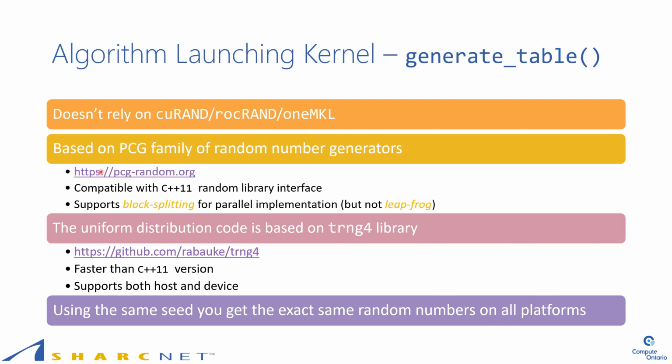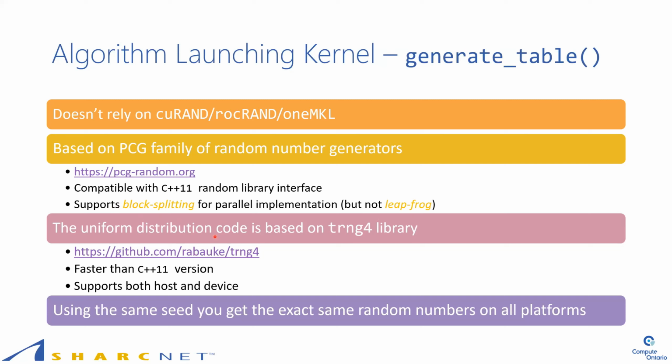So this one is based on the PCG family of random number generators. You can find the whole source code here. I changed it in a way that works with different ecosystems, for example, for CUDA, oneAPI, and ROCm. The good thing about it is that it has exactly the same C++ random library interface. And for those who know, there are 2 approaches for parallel random number generation. One is block splitting, and another one is leapfrog. This one supports block splitting.